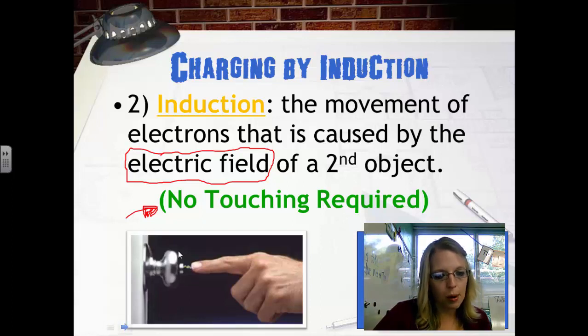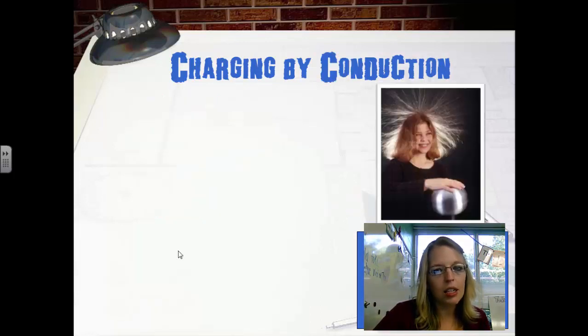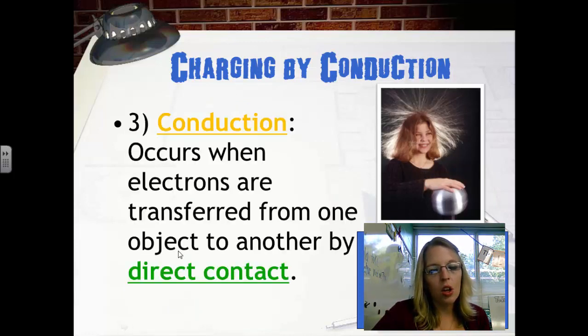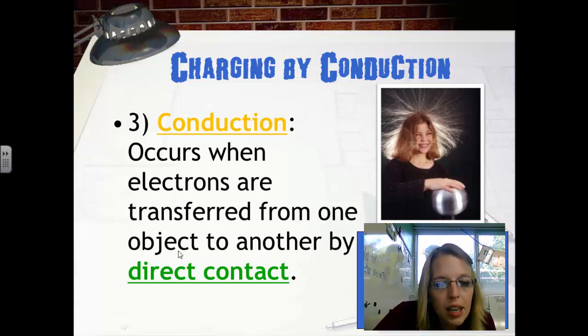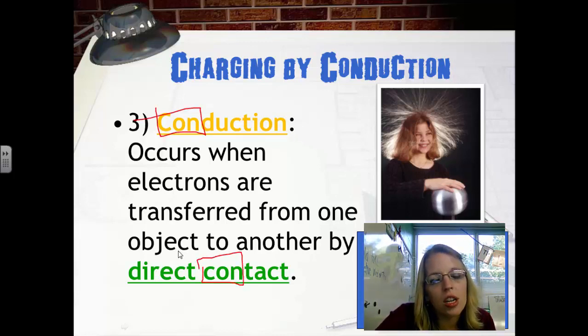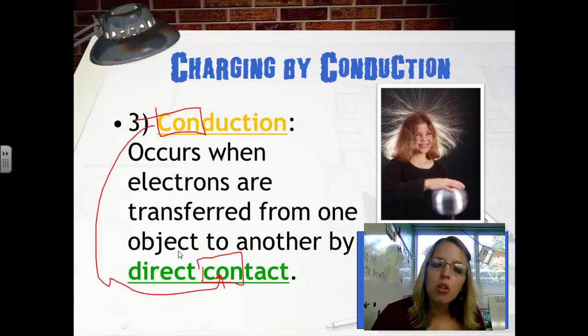Here's the last one. It's called conduction. Conduction occurs when electrons are transferred from one object to another by direct contact. Conduction has direct contact. Put those two together. If I'm contacting something, I'm literally touching it. I'm contacting it.